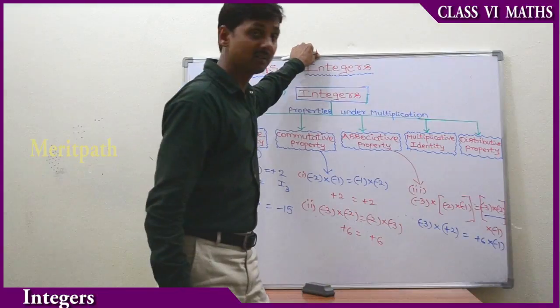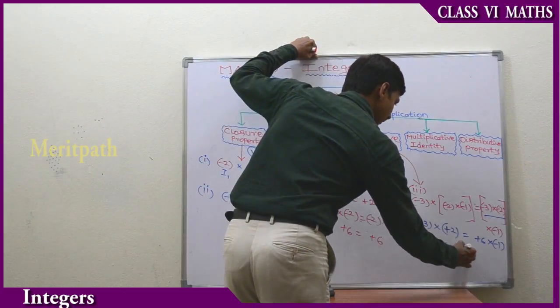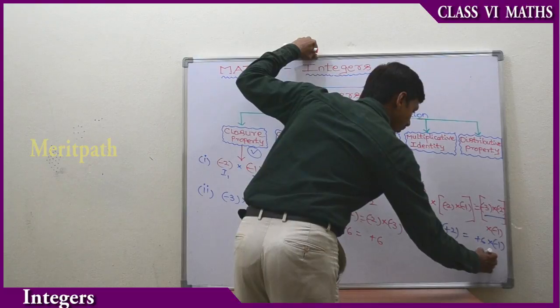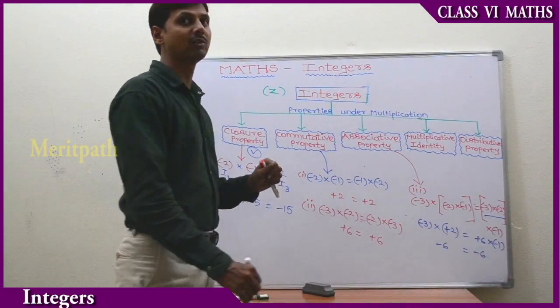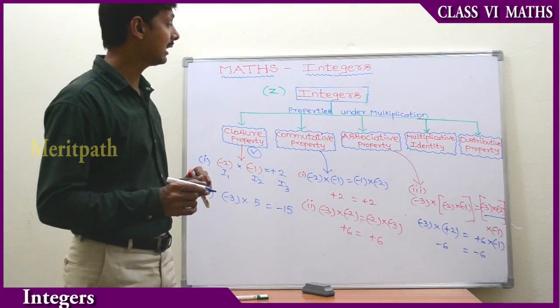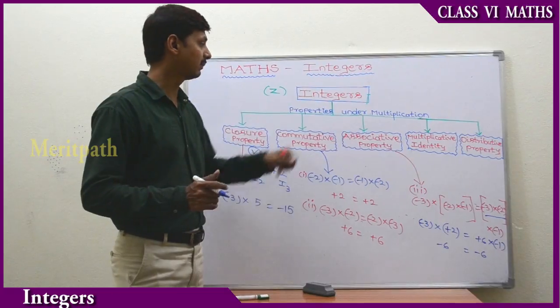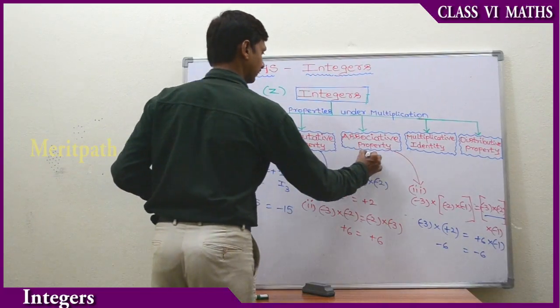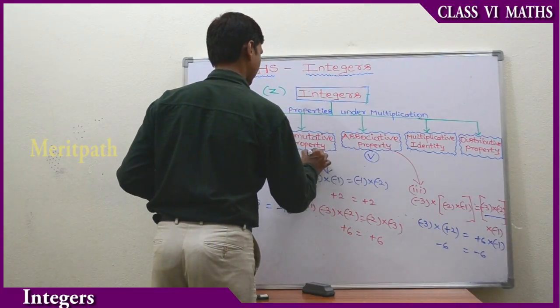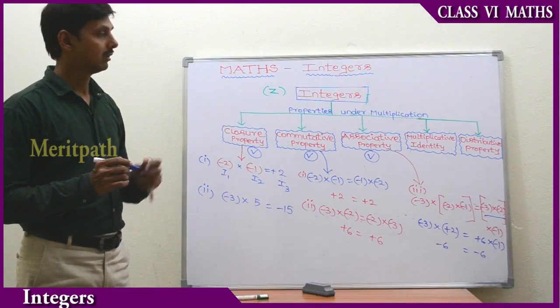Let's simplify both sides. On the left hand side, minus 3 into plus 2 is minus 6. Plus 6 into minus 1 is also minus 6. So minus 6 is equal to minus 6. Both sides became equal. So we can say that the associative property of multiplication over integers is applicable. Let's go to the next concept.